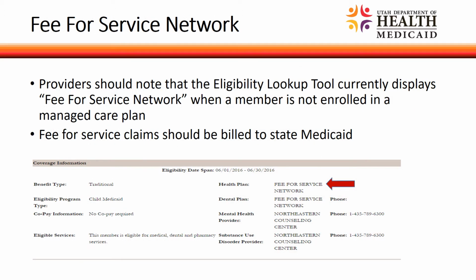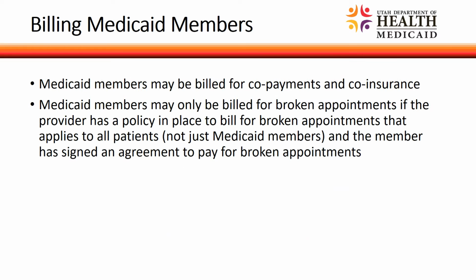Providers should also note that the eligibility lookup tool is currently showing fee-for-service network by the red arrow, and when a member is not enrolled in a managed care plan, that's what it will list. Fee-for-service claims should be billed to state Medicaid. Medicaid members may be billed for copayments and coinsurance. Medicaid members may only be billed for broken appointments if there is a policy in place for broken appointments for all patients, not just Medicaid members, and the member has also signed an agreement to pay for broken appointments.